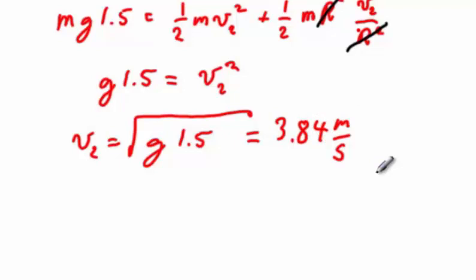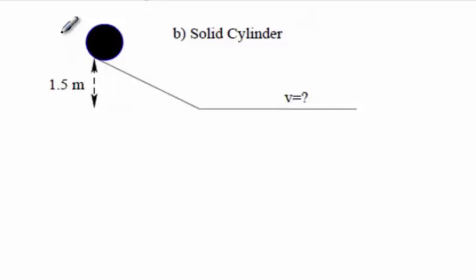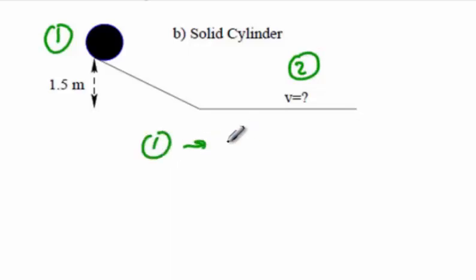Let's perform an identical analysis on the solid cylinder. Again, we choose energy methods, the first step of which is to identify the moments, and we will connect moment 1 to moment 2 using energy principles. The first question we ask ourselves is whether there is any work due to non-conservative forces, and there is no work due to non-conservative forces, meaning that this quantity is 0.